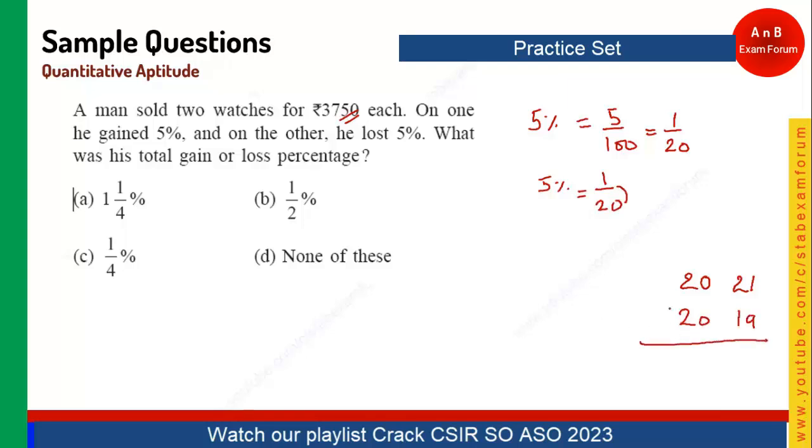Okay, so it is a case of successive multiplication. So 20 into 20 is 400 and 21 into 19 is what? Yes, 399. Okay, and their difference is 1. So what is the answer? 1 upon 400 into 100%. So 100 cancels, so 1 by 4% is the correct answer. So those who have given option C as their answer, they are right. You can see, if you know this trick, you can easily crack those questions, right?